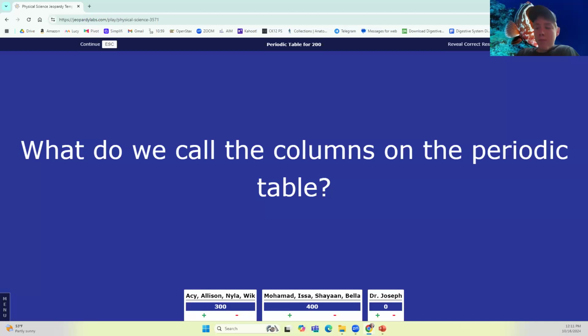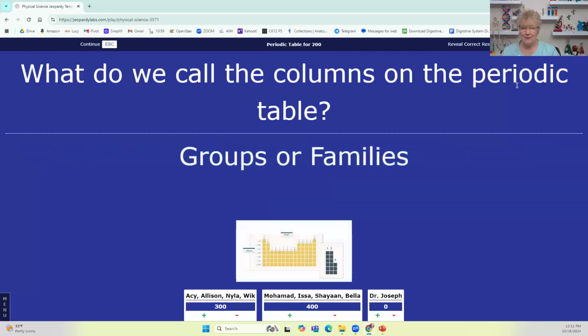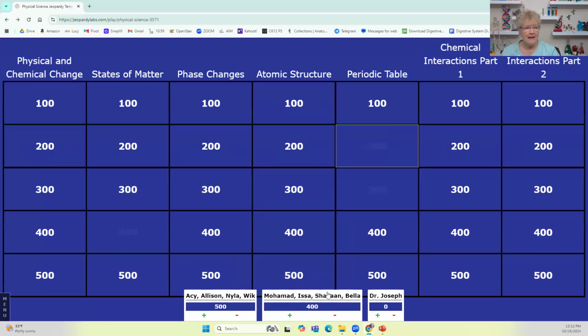Yeah, family. They are called groups or families. So either one of those would have been accepted. All right, excellent. Team one gets another couple hundred points. Now we are to Isa. Are you able to hear me? I guess not. We're going to have to skip Isa and we will go to Cheyenne.